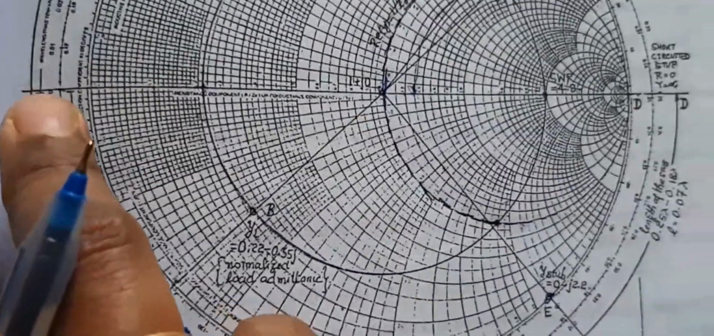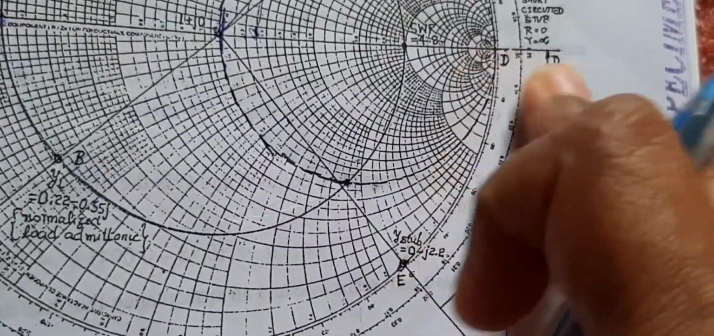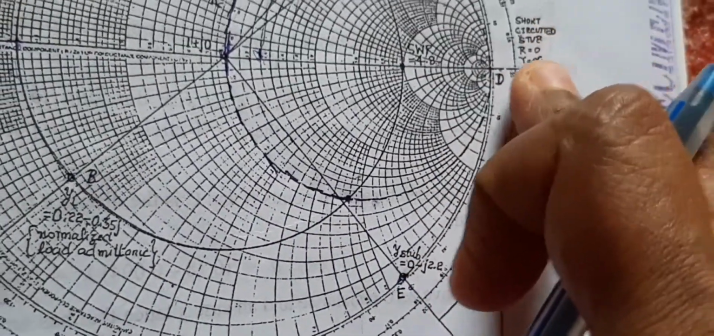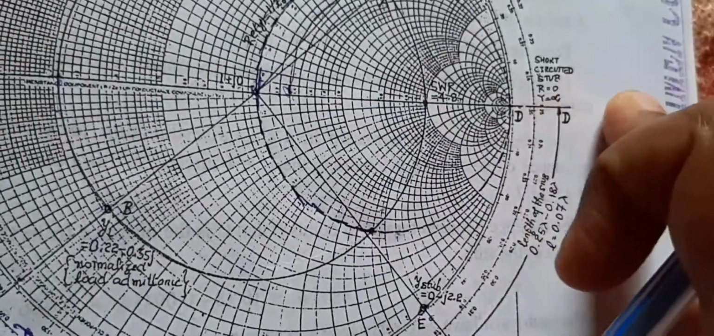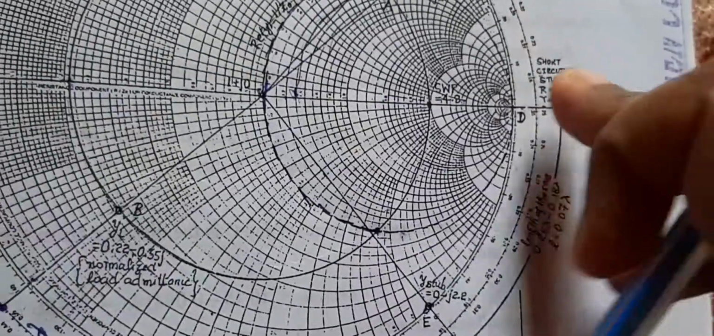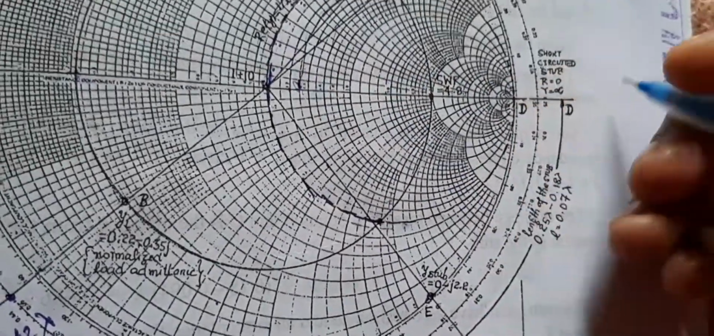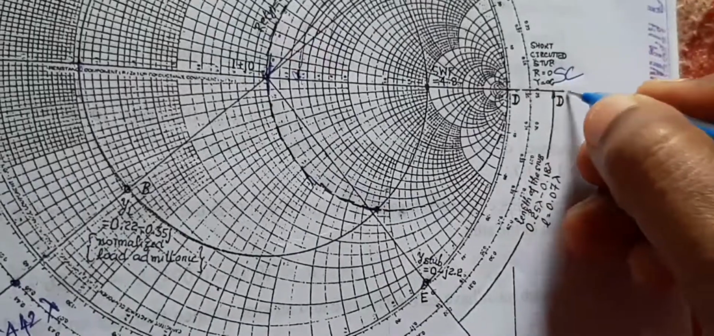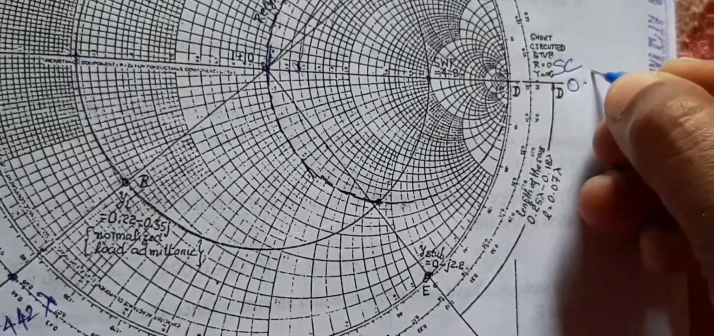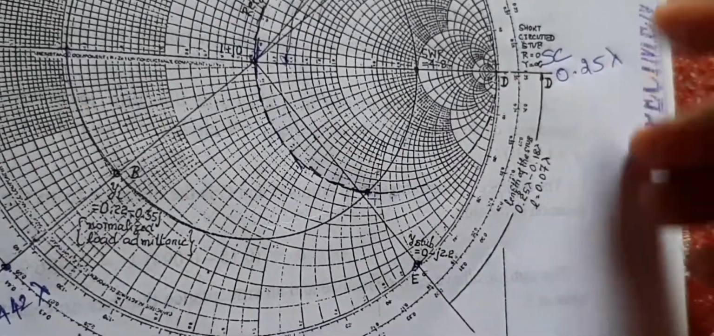Zero is open circuited. The short circuited stub is this point. At a short circuited stub, the value of resistance is 0. Then what about the admittance? 1 by 0 is infinity. So this is the short circuited stub value. Here the value is 0.25 lambda.